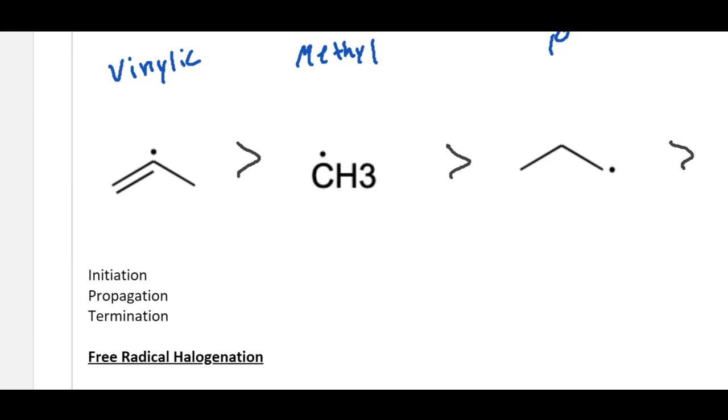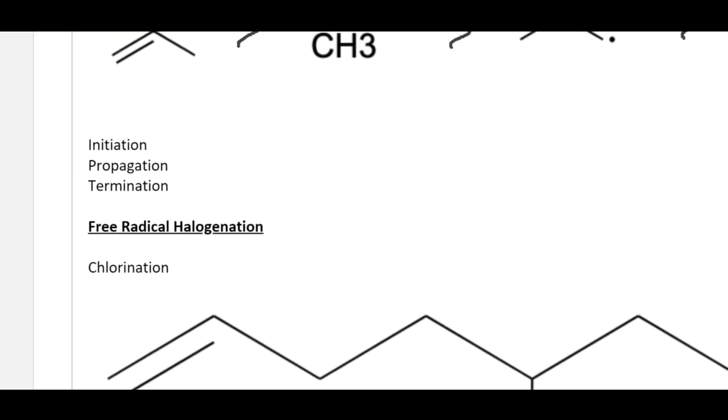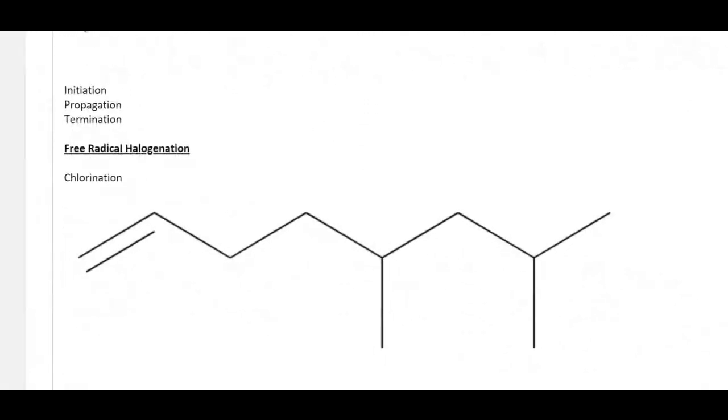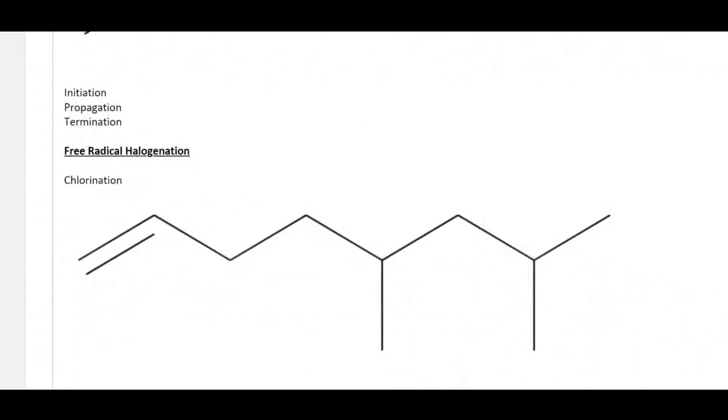So I'm not going to get into that because I don't think I should confuse you even more. What I will talk about is something called free radical halogenation, which is the other part of chapter 4. And we're actually almost done with chapter 4.